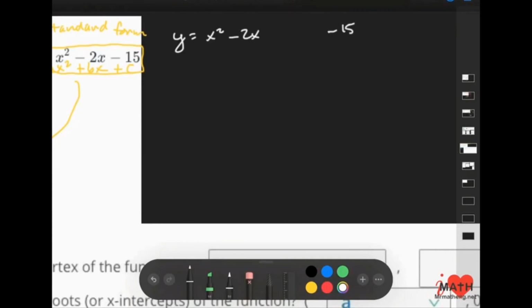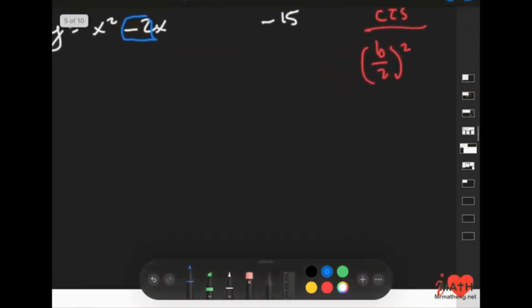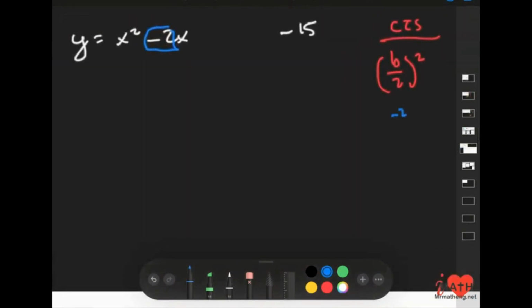Okay. Well, how do you complete the square? Well, first my a value is 1, which is good. And then the next thing I'm going to have to do is use this formula, b over 2 squared. The b value is negative 2. And then negative 2 divided by 2 is negative 1. And negative 1 squared, negative 1 times negative 1, is positive 1. Okay, so I'm going to write positive 1.